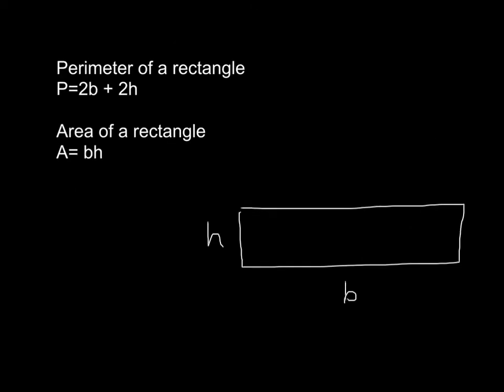Now let's go over perimeter and area of a rectangle. Perimeter of a rectangle, again, perimeter is the distance around the outside of the figure, is simply 2 times the base plus 2 times the height. Area of the rectangle is base times height. Area is the number of square units inside the figure.